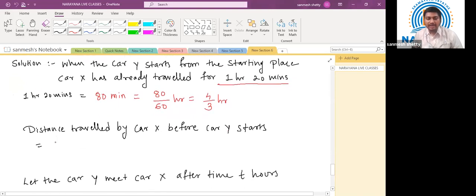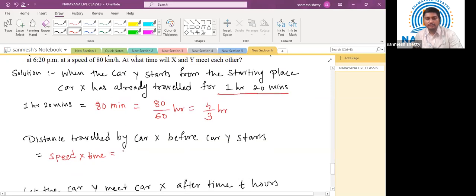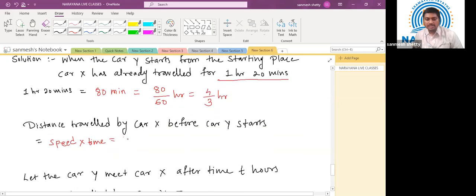So distance traveled is nothing but speed into time. Now the speed of car X is given as 60 kilometers per hour. As you can see, it is 60 kilometers per hour, into time. Time is how much? 4 by 3 hour. Just now we found.